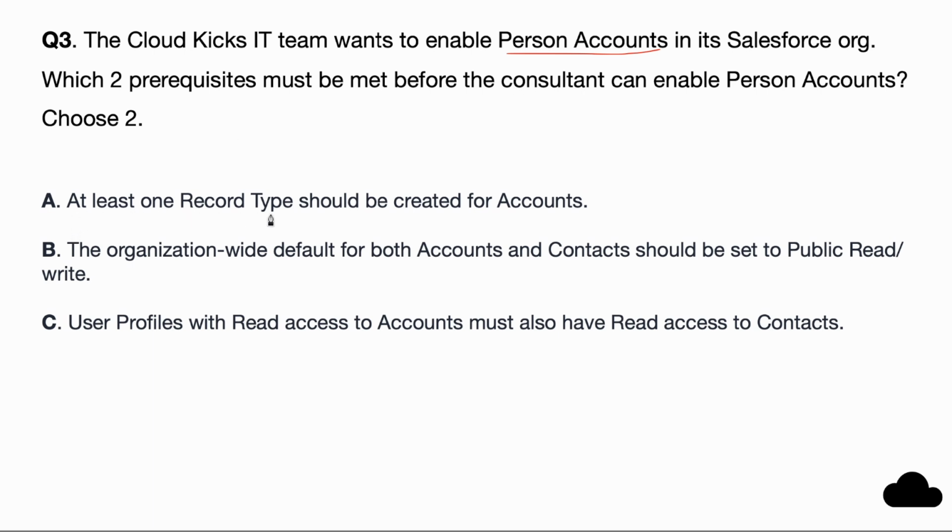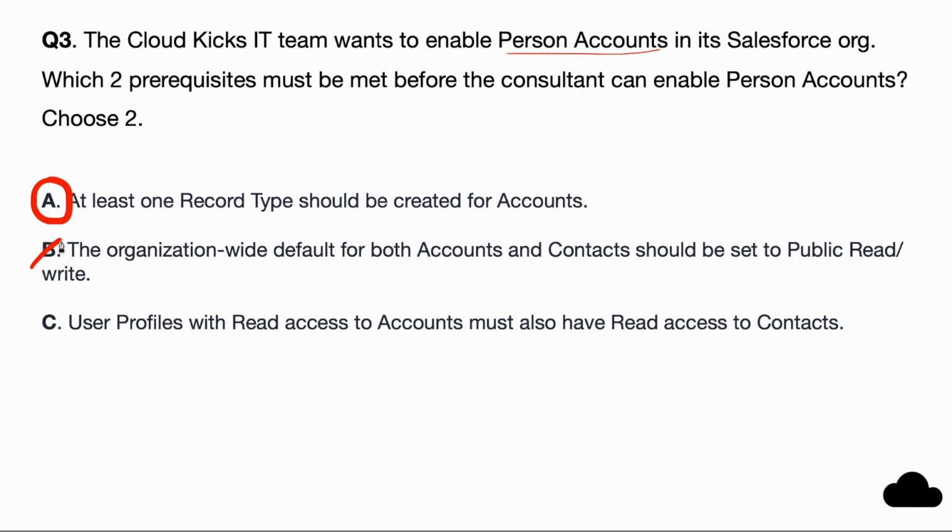So A, at least one record type should be created for accounts. That is true. You must create a person account record type. So within the account object, you need a person account record type when you enable person accounts. So this would be one of our answers. B, the organization-wide default for both accounts and contacts should be set to public read write. This is untrue. The organization-wide default must be set to either contact is controlled by parent or both contact and account are private. So this is wrong.